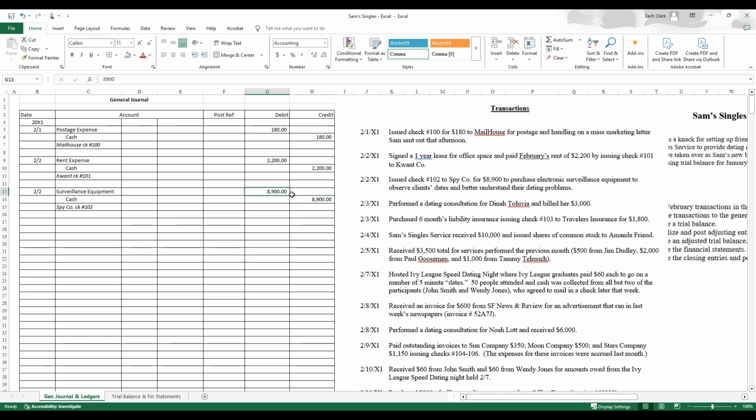I'm going to do a link to there too, so when we put in our debit, it'll automatically credit. That's usually helpful. Sometimes not if you have more than 2 lines in an entry, but okay.